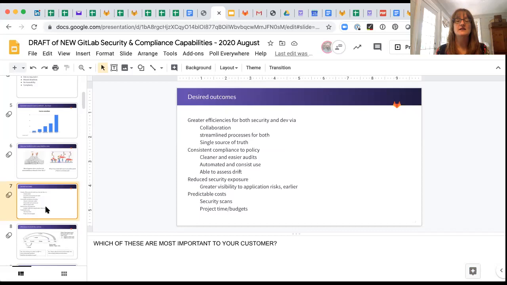Could be efficiencies. They realize that they need to shift left, that finding things late in the game doesn't work for them. Maybe that's their biggest desire in terms of what they want to achieve. Could be reducing risk. Maybe they don't want to move vulnerabilities to production.